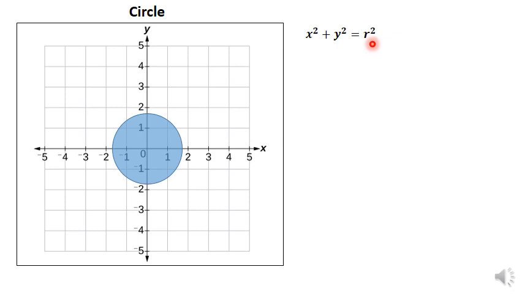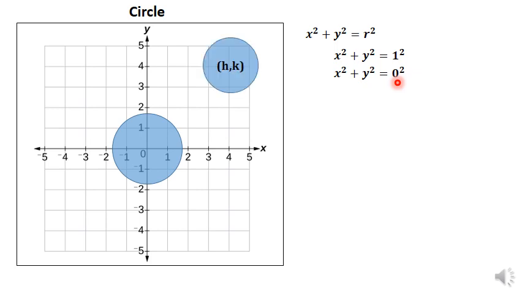If the radius of the circle is 1, we refer to that circle as a unit circle. If the radius of the circle is 0, meaning we cannot see any circle anymore, but there is a circle, the radius is just 0. The circle is said to be a point circle.